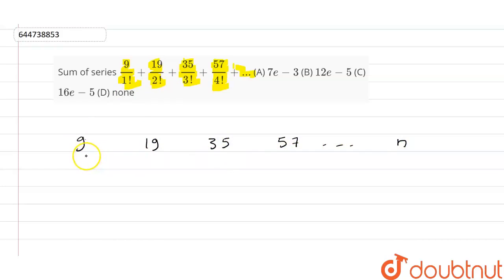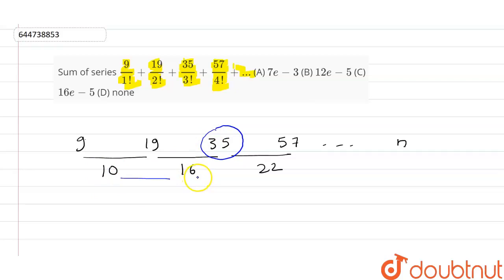If we check the difference between these terms, it is 10, then 16, then 22. Every time in this series 6 is added. Now in this series, if we have to find the third term, we have to add these two terms of the lower series, and there we have to add this 9.